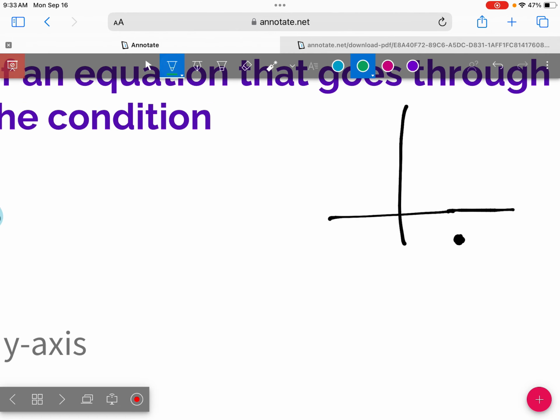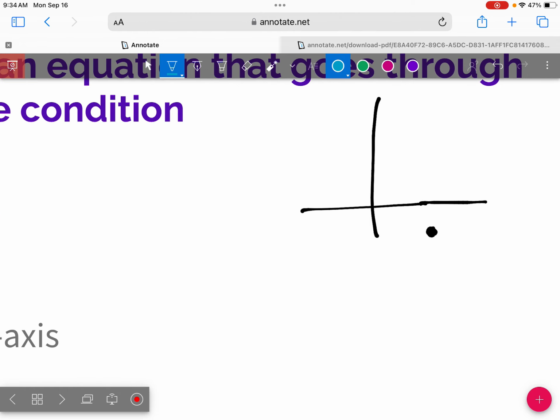What's that going to look like? It's going to be a vertical line. If it is parallel to the y-axis, it's going to be a vertical line. How do we write the equations for a vertical line? X equals. Because what's my slope here?